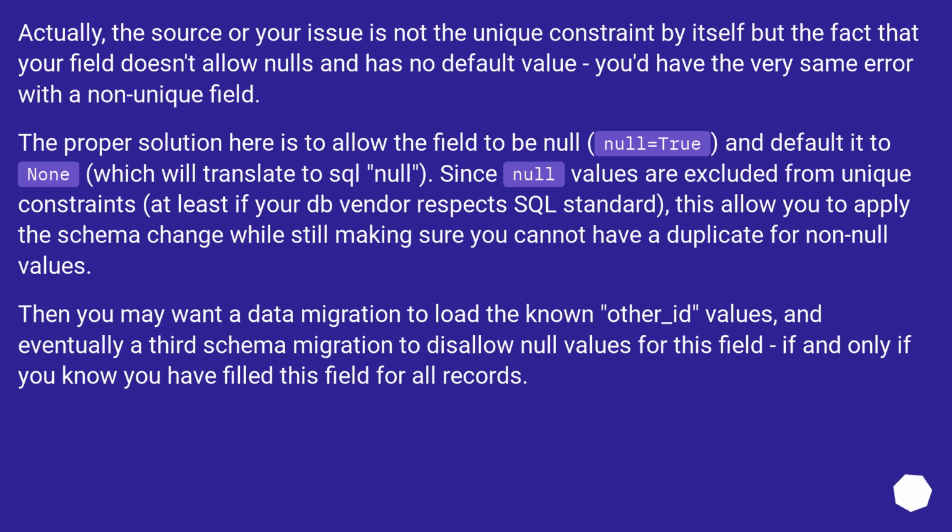Then you may want a data migration to load the known other_id values, and eventually a third schema migration to disallow null values for this field, if and only if you know you have filled this field for all records.